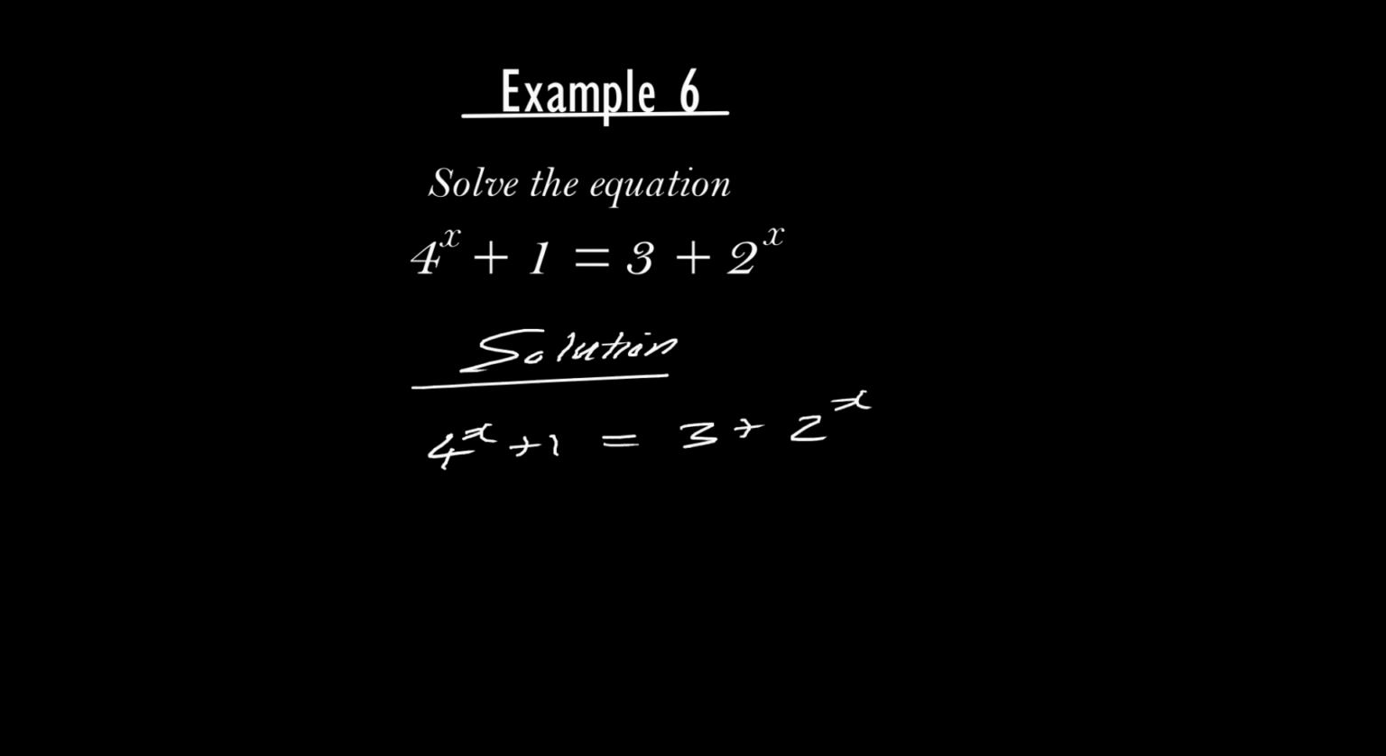So we can simplify that by bringing everything on the left-hand side of the equation. So we'll have 4^x, then 2^x coming this side is minus 2^x plus 1, then positive 3 coming this side is negative 3 is equal to 0. So we have 4^x minus 2^x, then positive 1 and negative 3 is negative 2 is equal to 0.